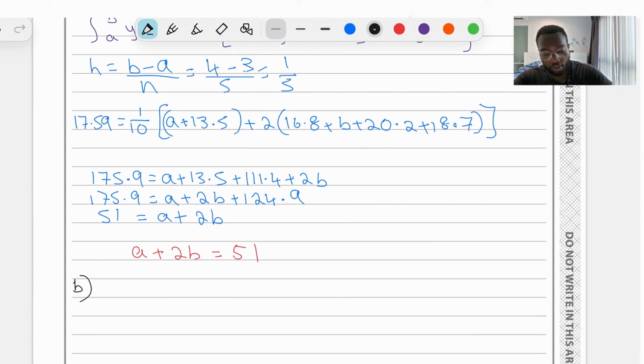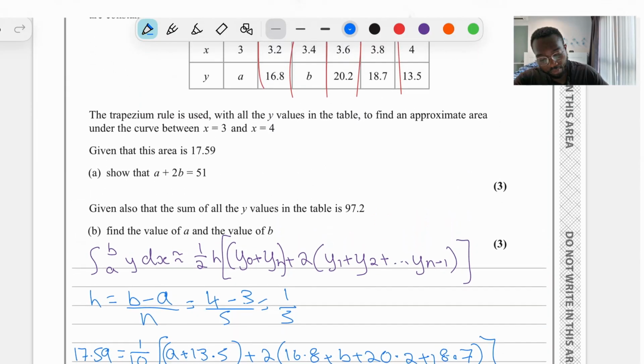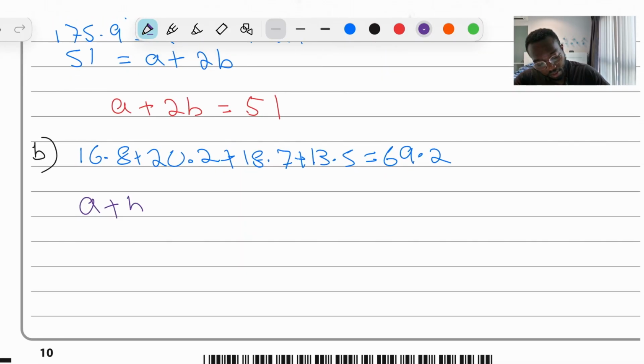Let me add them up now. We get 16.8 plus 20.2 plus 18.7 plus 13.5. Add them all up together, you get 69.2. So therefore, we know that a plus b plus the 69.2 is equal to 97.2. And then we can just take that 69.2 away, so a plus b is equal to exactly 28. Therefore, we have a plus b is equal to 28.